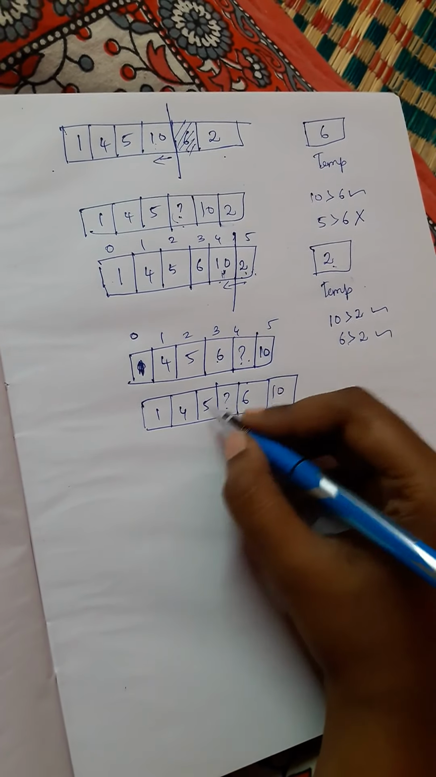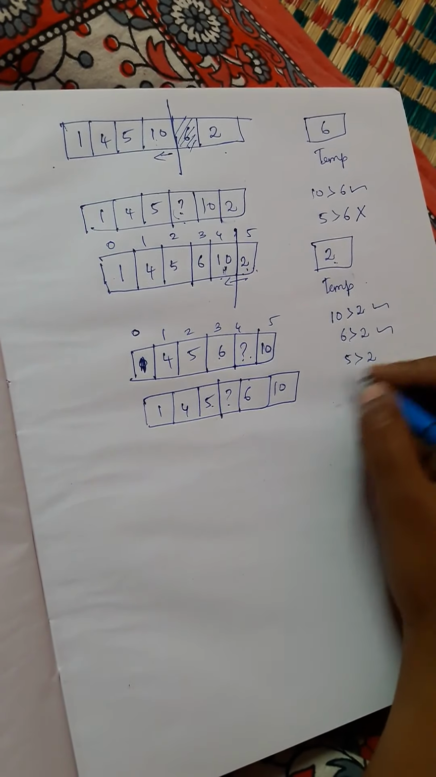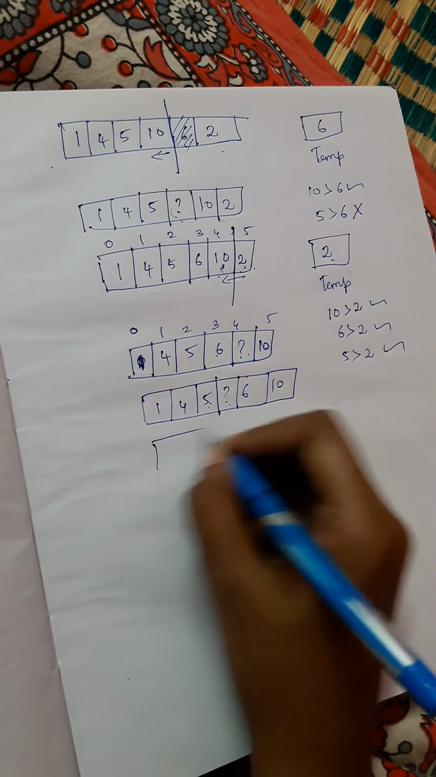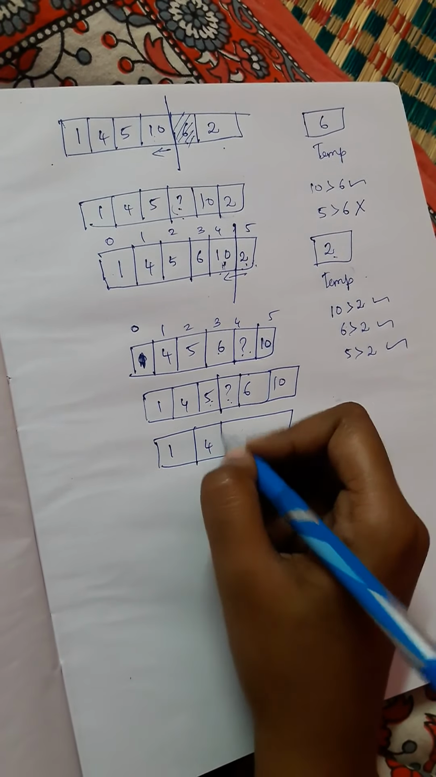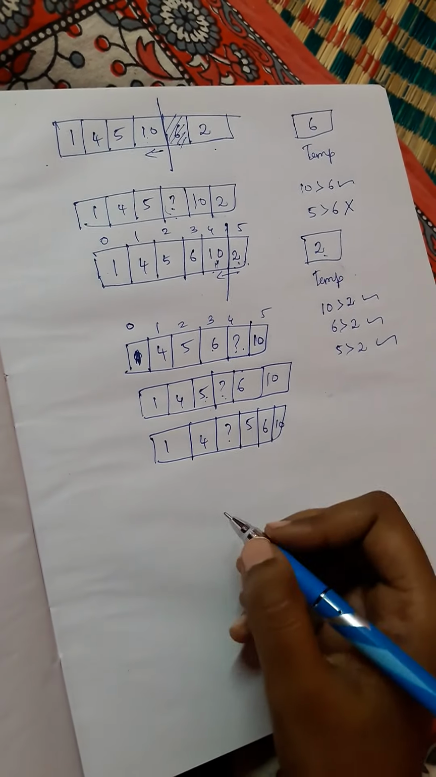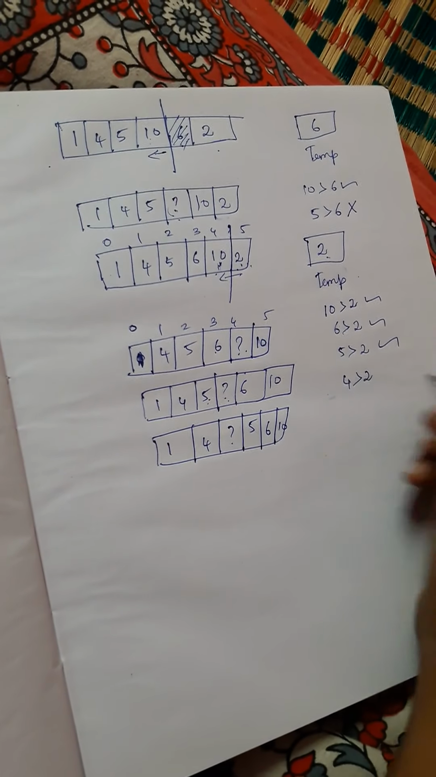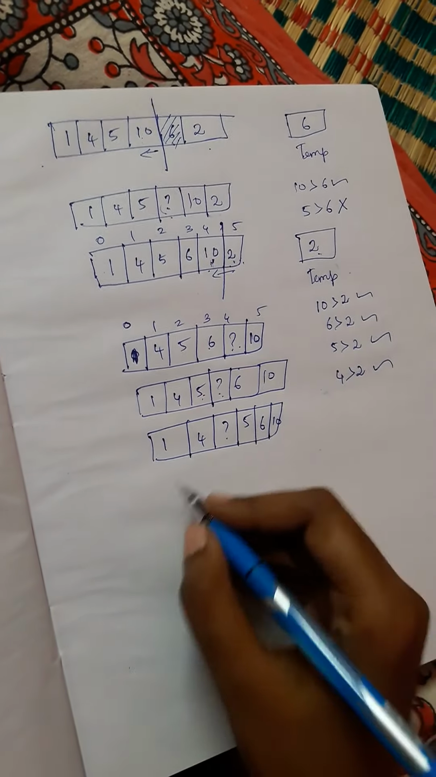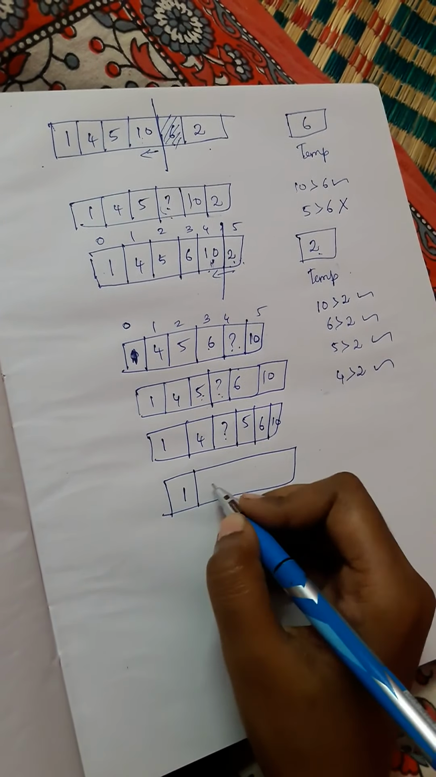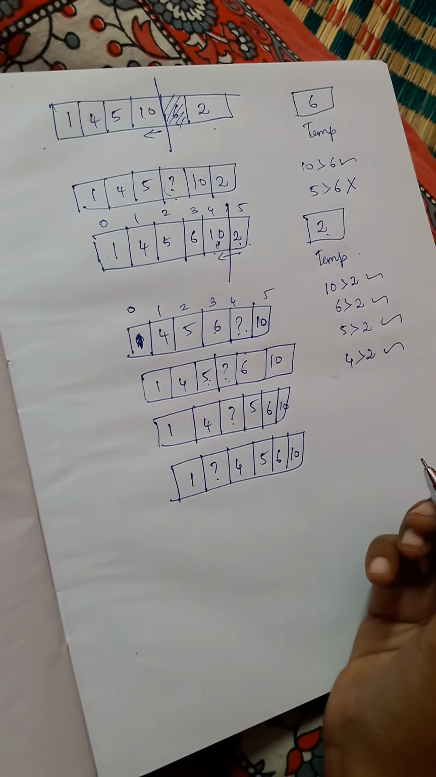Okay, then again I will compare 5 with the 2. So this condition is also true. I am going to move this 5 one step forward. Okay, 1, 4, blank, 5, 6 and 10. Again I will compare this 2 with the 4. 4 greater than 2. Yes, this condition is true. So again 4 will be forwarded one step. 1, blank, 4, 5, 6 and 10.